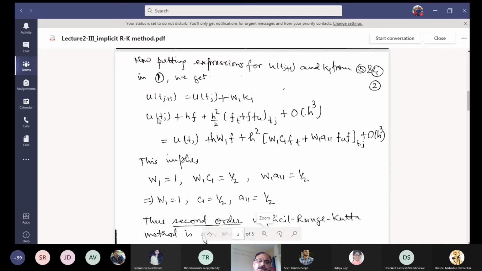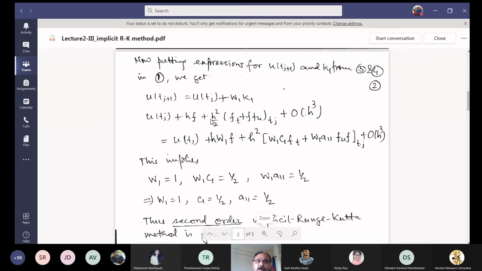On the left hand side u(t_j) is there, on the right hand side u(t_j) is there. If you see the coefficient of h, here it is h into f, and here it is h into w1 into f. Means w1 has to be 1. Very obvious, w1 has to be 1.